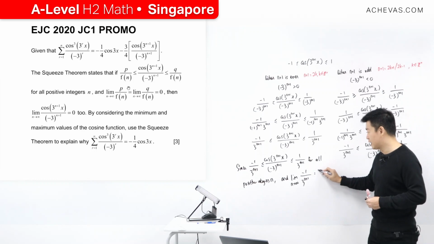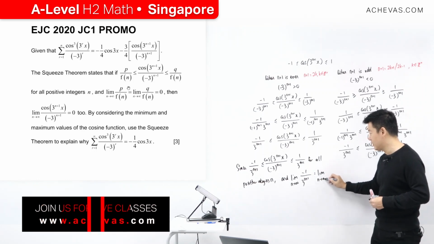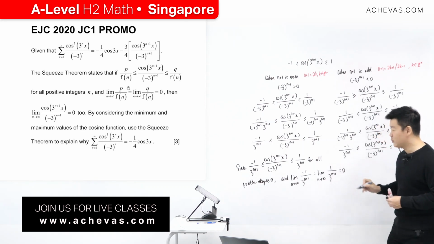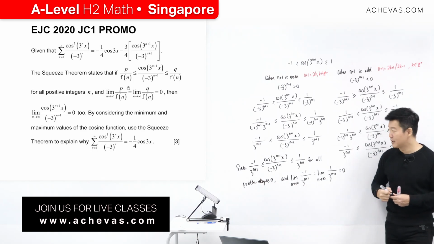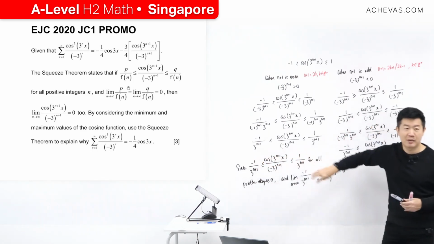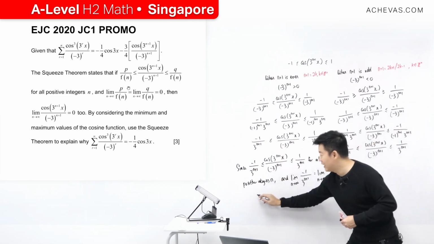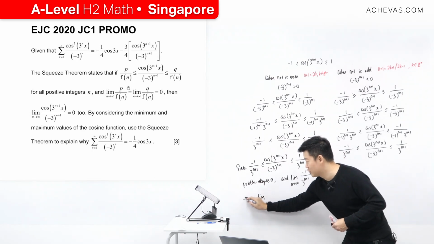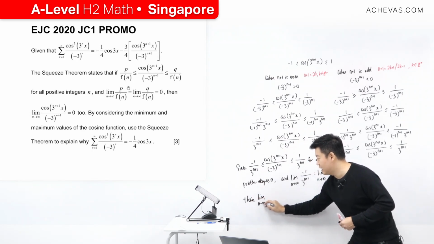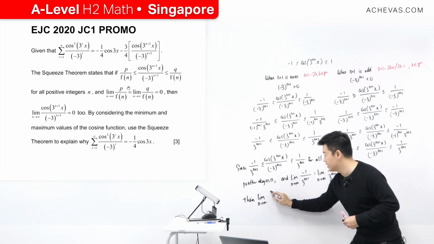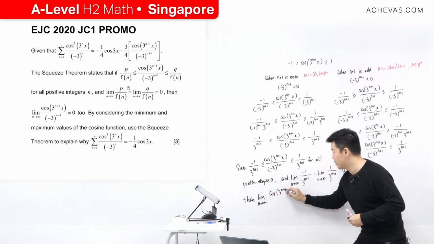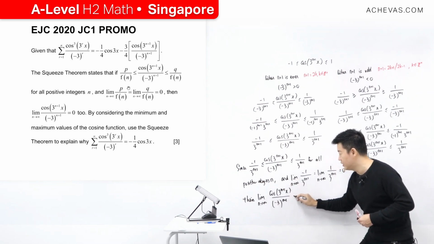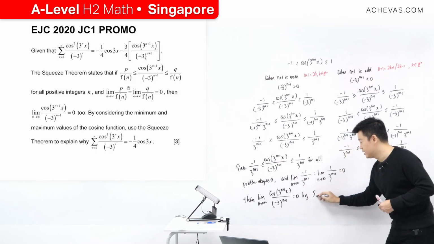0. And I can also see that the limit when n tends to infinity of this, which is 1 over 3 to the power of n plus 1, all this will become 0. Okay, that means this is squeezed between two numbers that will become 0 when n tends to infinity. So therefore, then limit when n tends to infinity of this cosine 3 to the power of n plus 1 x over minus 3 to the power of n plus 1 will become 0 by the squeeze theorem.